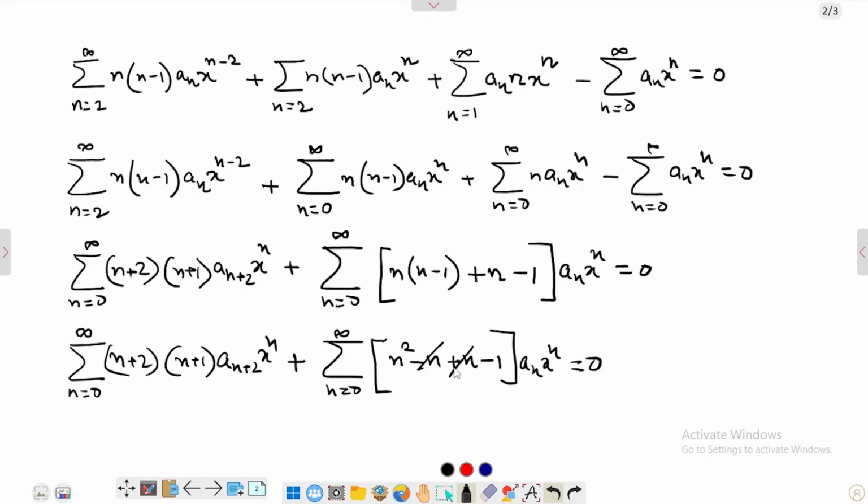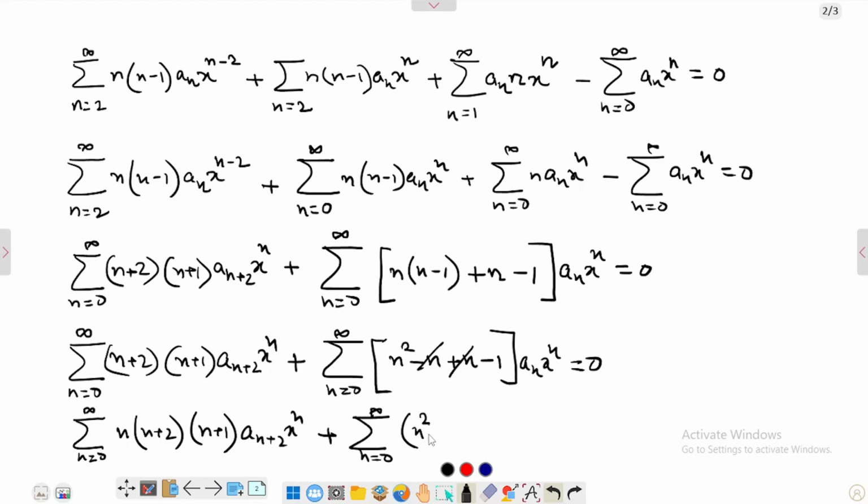So the minus n and plus n will go away, and the overall equation will be sum n equal to 0 till infinity (n plus 2)(n plus 1) a_(n plus 2) x^n, plus sum n equal to 0 till infinity (n squared minus 1) a_n x^n equal to 0.